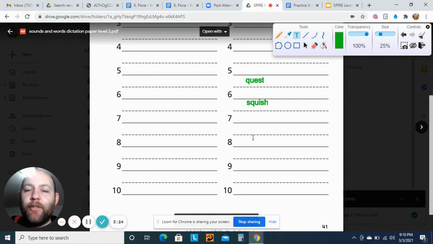The next word is cuff. Pause the video and spell the word cuff. Now that you're back, what makes the k sound in cuff? That's right, a C. And then would I put a single F or a double F? The double F, right? Because it's the end of a syllable and it's following that vowel sound.